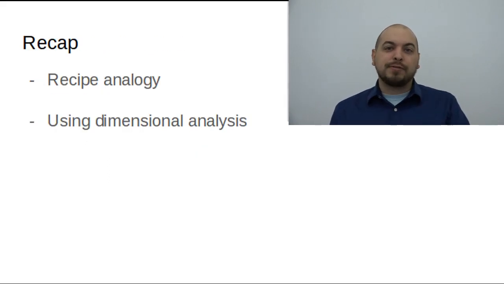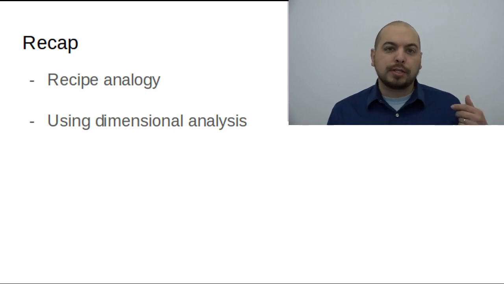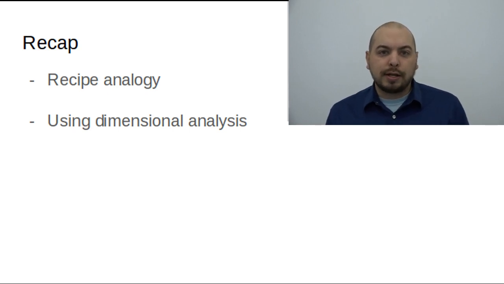So that wraps up today's video. Let's quickly recap. We started today by talking about how the mole ratio in a chemical equation is very similar to the ratio between ingredients in a recipe. We can use dimensional analysis to solve for the amount of products or reactants as it relates to a given amount of product or reactant, and we did so in a couple of example problems, and then you guys tried one on your own.